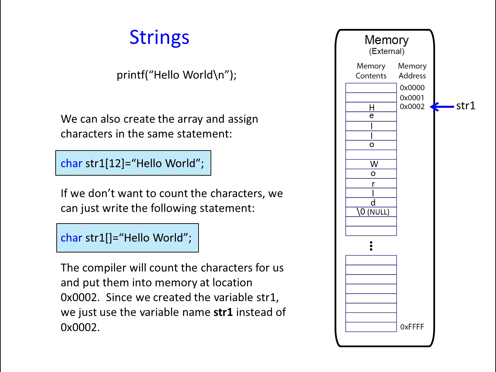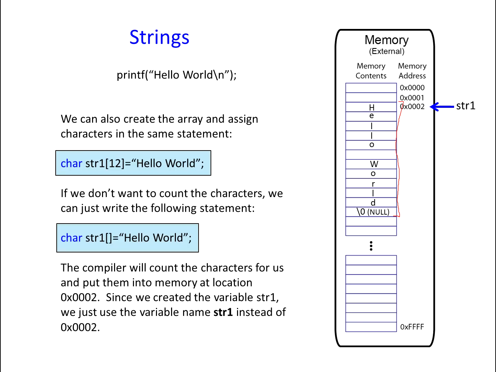So this is how it would look. string1 is the name of the array. It actually points to the first location of where the string starts. It now has reserved space for 12 characters or 12 bytes, and that has been done for us. And if we make the assignment, the compiler actually also puts in the binary values for those letters.